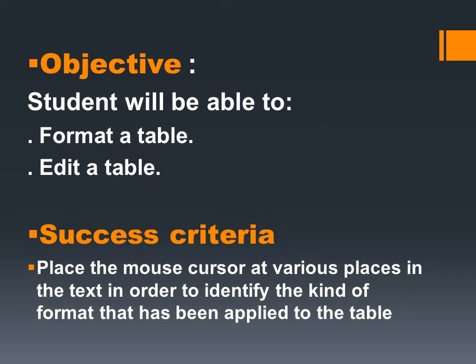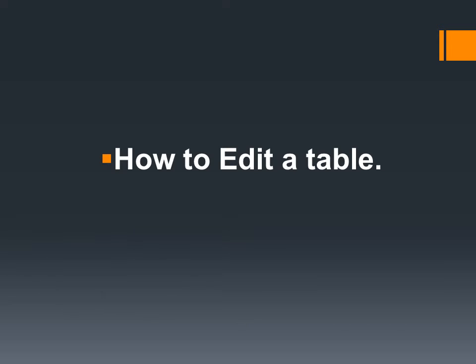The success criteria is to place the mouse cursor at various places in the text in order to identify the kind of format that has been applied to the table, and how to edit our table. Now we will watch the video in which we will see how we can edit a table.